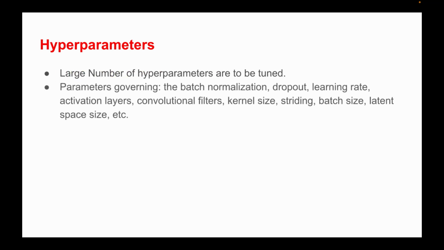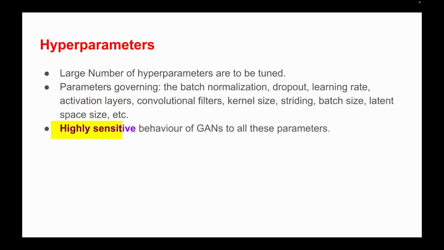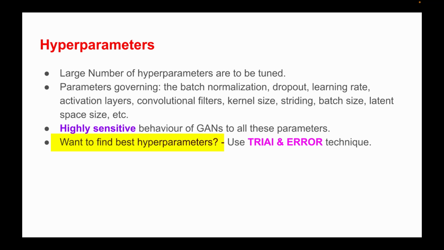As well as with the overall architecture of both the discriminator and the generator, there are parameters that govern the batch normalization, dropout, learning rate, activation layers, convolutional filters, kernel size, stride, batch size, latent space, and so on. And hence, these GANs are highly sensitive to very slight changes in all these parameters. Finding a set of parameters that works is often a case of educated trial and error rather than following an established set of guidelines or techniques.